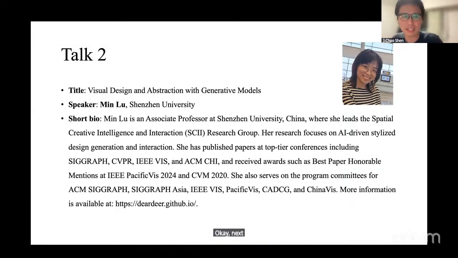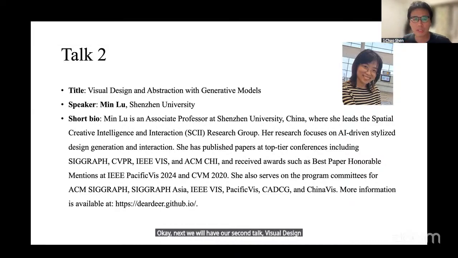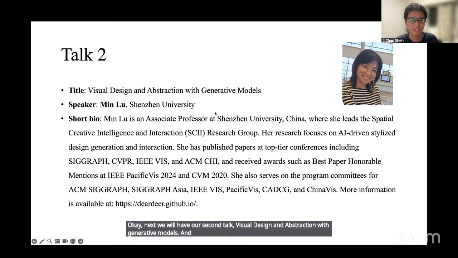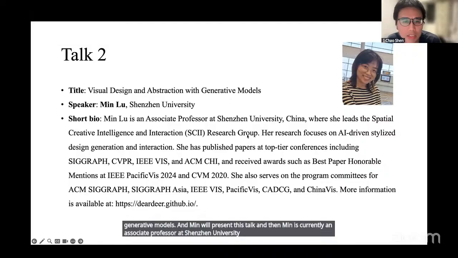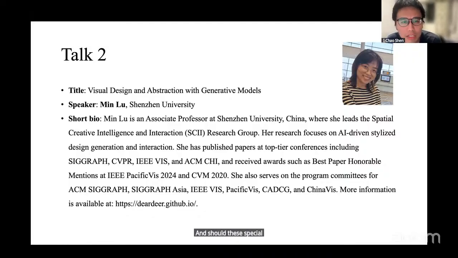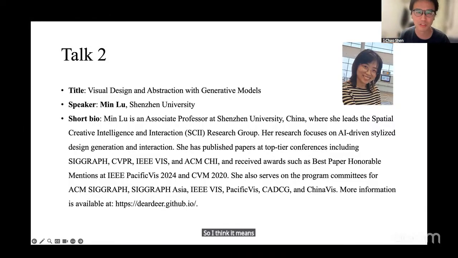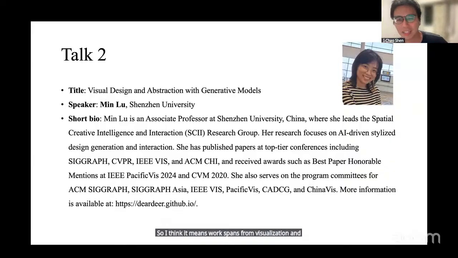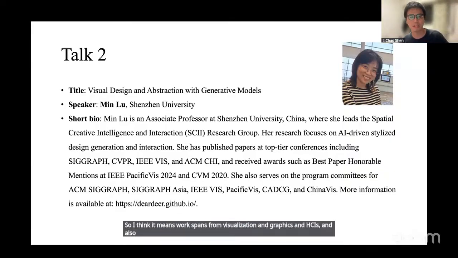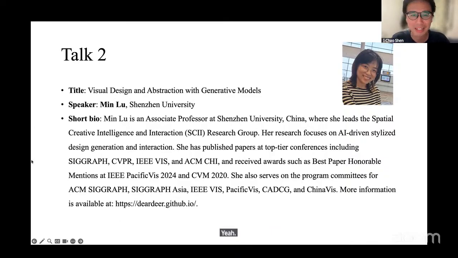Next, we will have our second talk, visual design and abstraction with generative models, and Ming will present this talk. Ming is currently an associate professor at Shenzhen University, and she leads the creative intelligence and interaction research group. Her work spans visualization, graphics and HCI, and she has published papers at top tier conferences including SIGGRAPH, CVPR, IEEE VIS and CHI. Welcome, Ming.